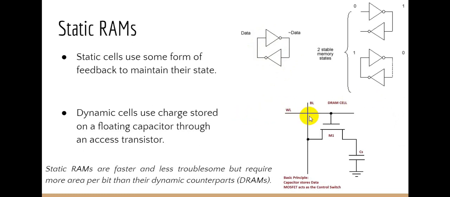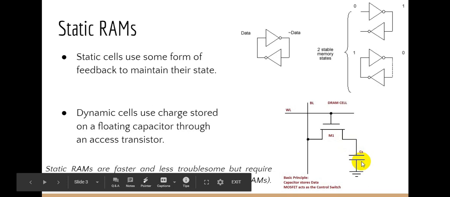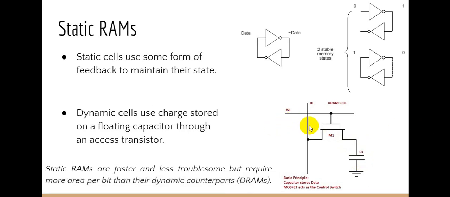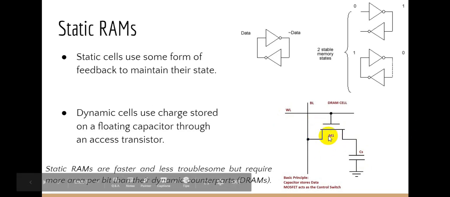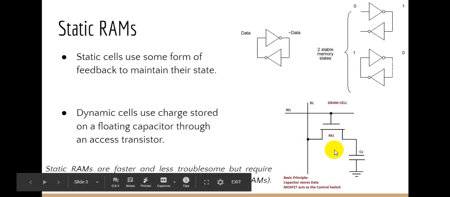On the dynamic side, you can see there is only a transistor and a capacitor. Dynamic RAM is the most common type of memory today. In a dynamic RAM chip, each memory cell holds 1 bit of information and is made of two parts, a transistor and a capacitor. In a large memory unit, there are millions of these single transistor and capacitor cells.